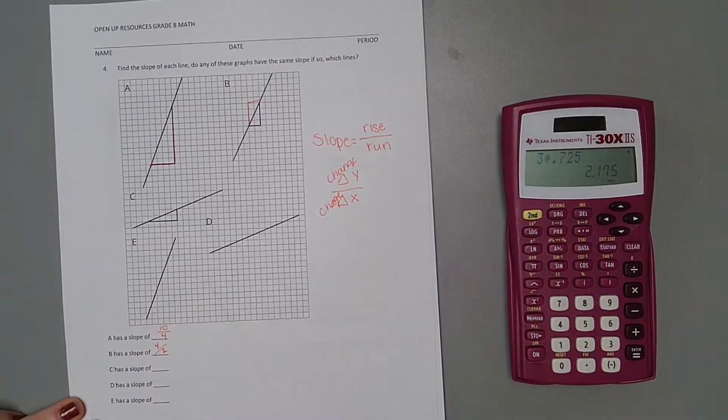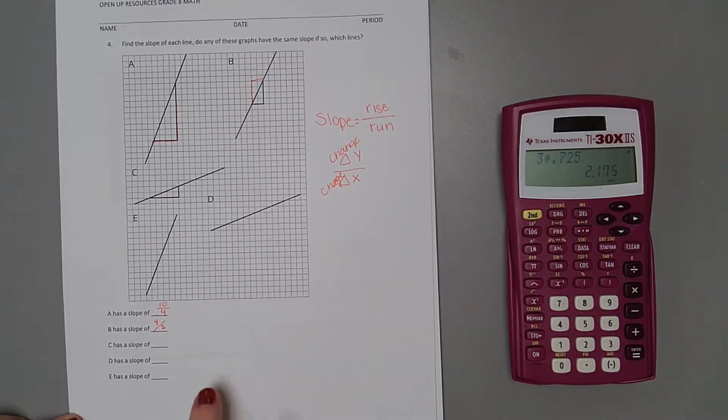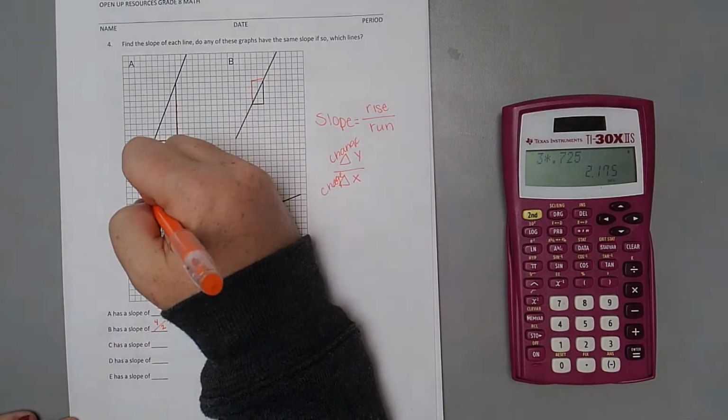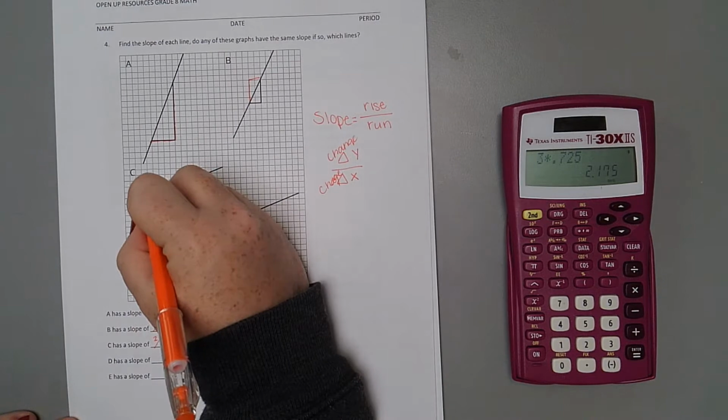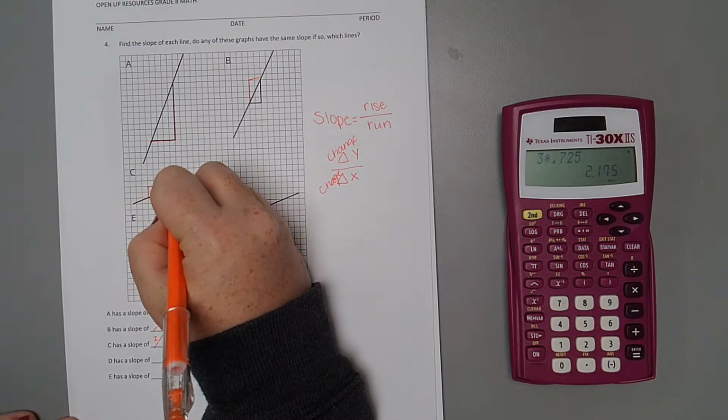Sorry, I did not leave that much space. You just got to write small or maybe write them off to the side and draw arrows. C, we have a rise of 2 and a run of 1, 2, 3, 4, 5.